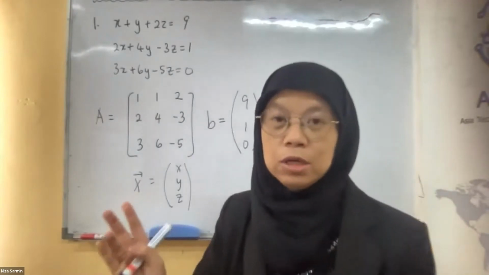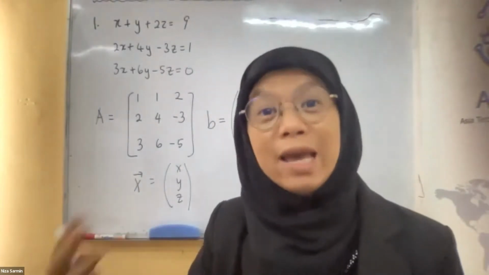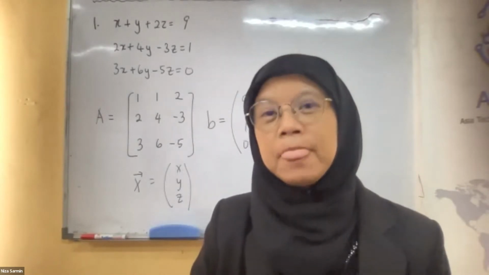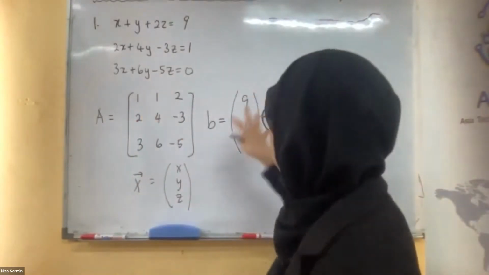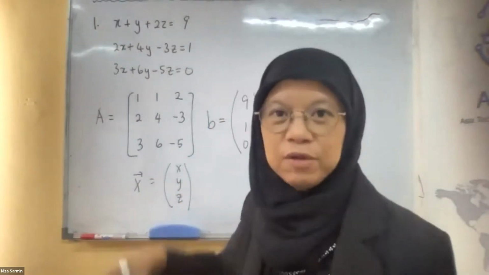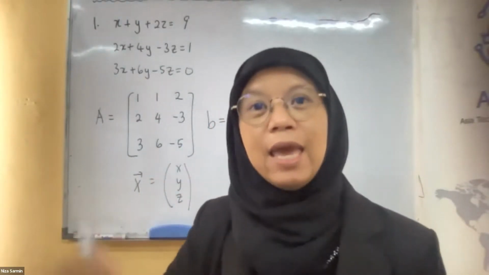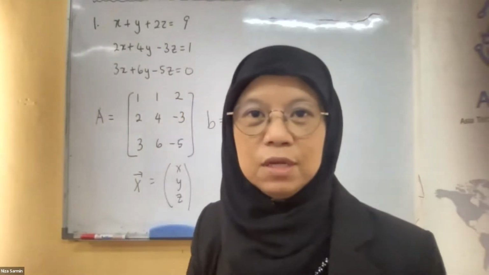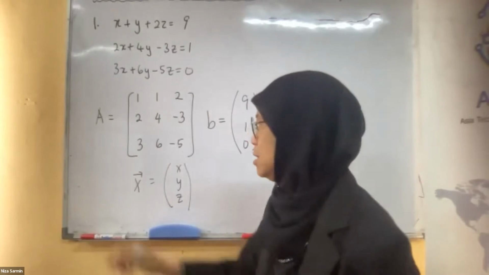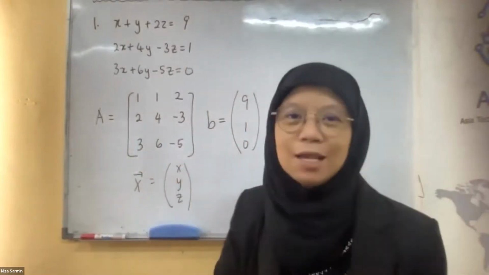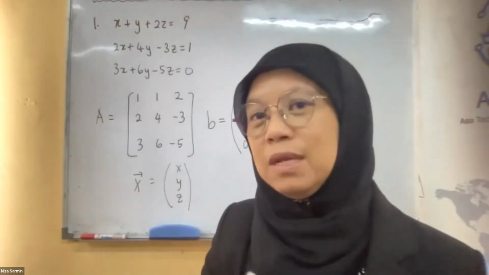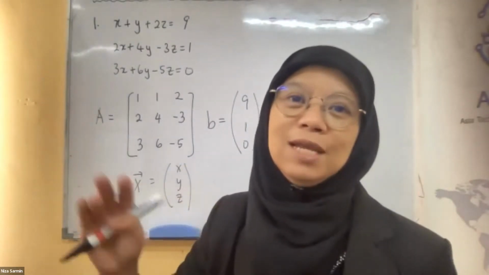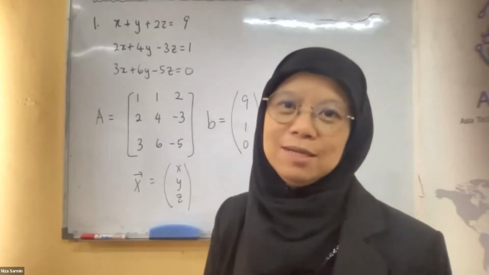Depending on the question, if the question asks you to write the system of linear equations in terms of AX equals B, then you have to write this times this equals this. Or if the question asks you to find A, X and B of the system of linear equations, then you write A equals this, B equals this, X equals this. So read your question very carefully, and answer accordingly to the question.